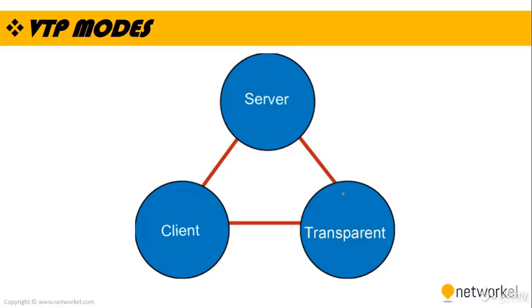Switch in the transparent mode just forwards VTP advertisements and does not participate in VTP. VLANs that are created, renamed, or deleted on a transparent switch are local to that switch only. Switch in the client mode cannot create, modify, or delete VLANs.